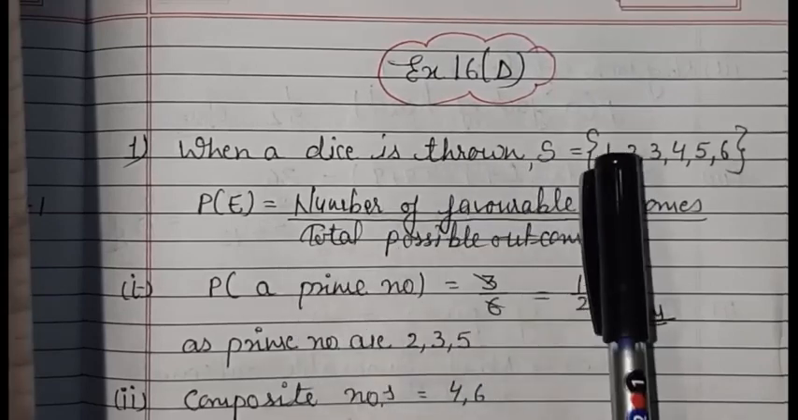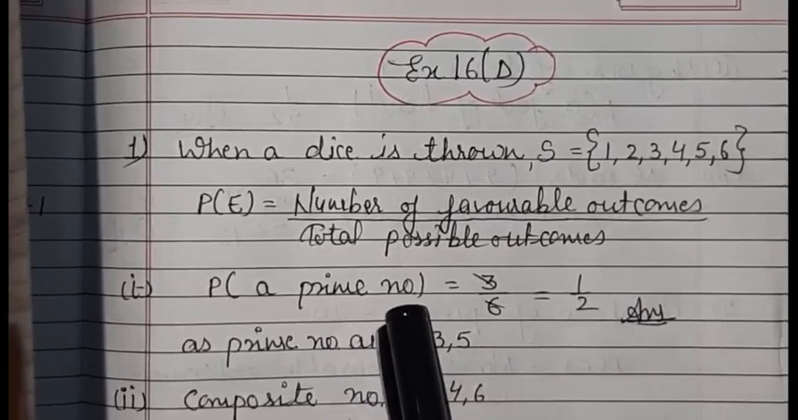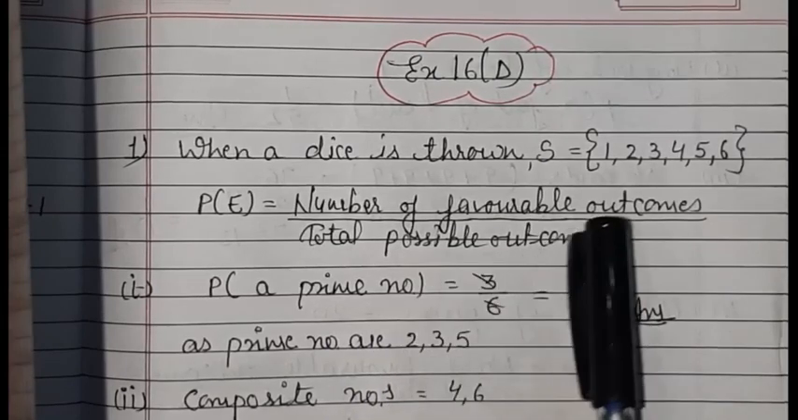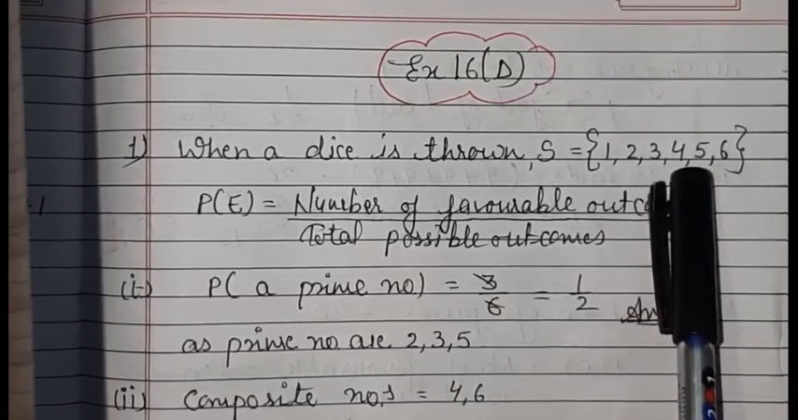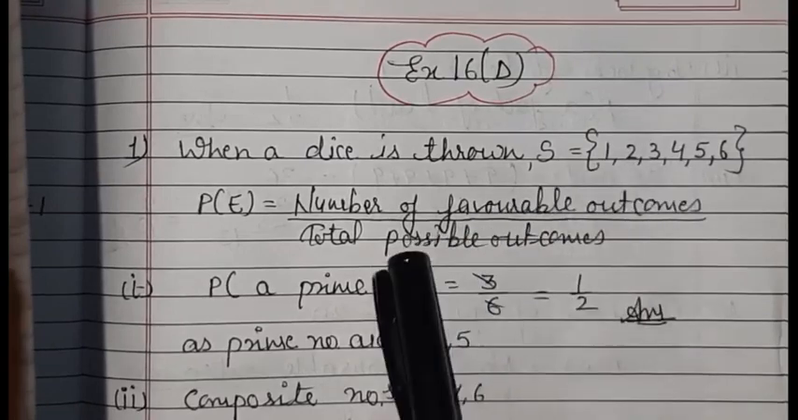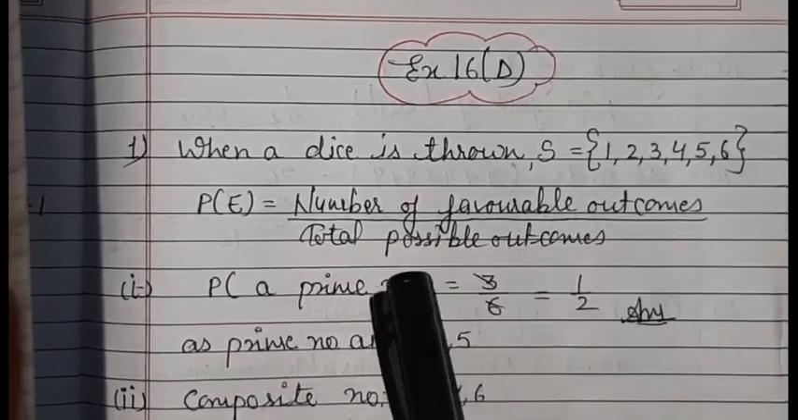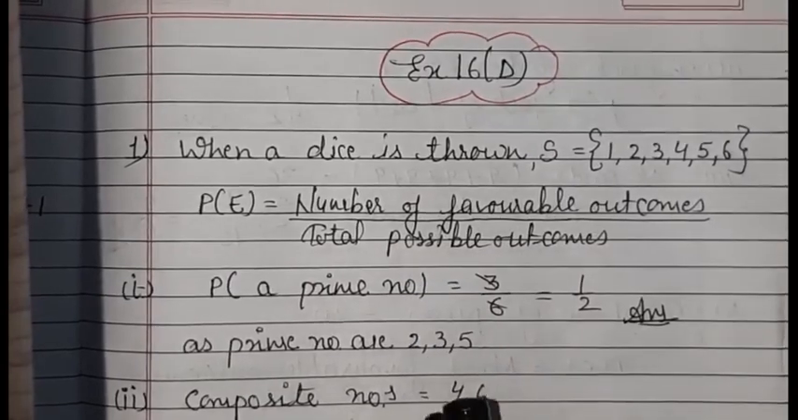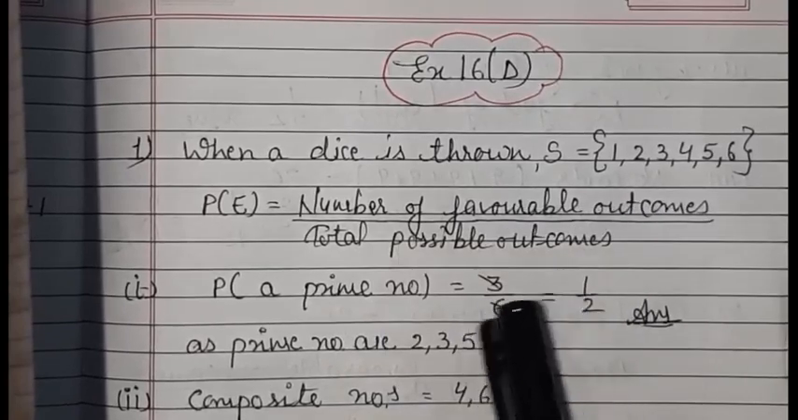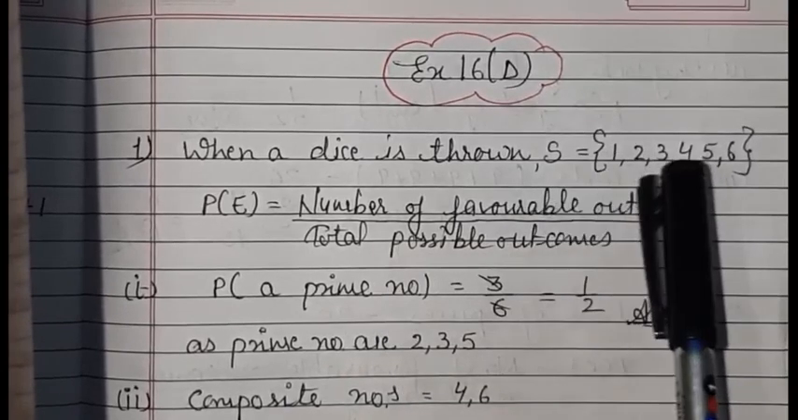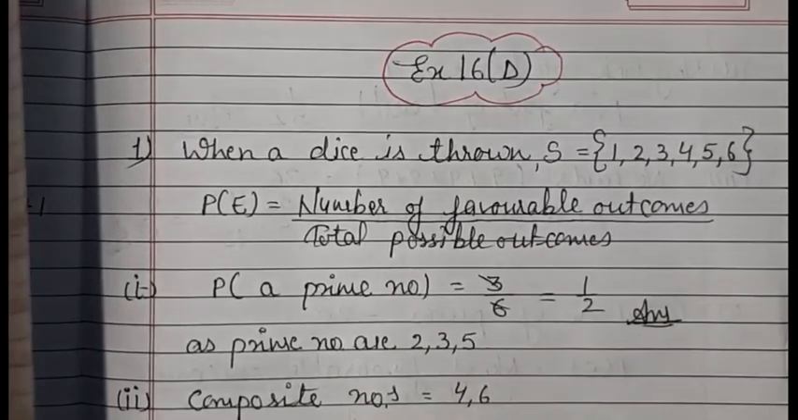Right? Now out of this sample space, we have to find the probability of a prime number. Now here you can see prime numbers are 2, 3 and 5. There are 3 prime numbers. So using this formula, probability of an event, number of favorable outcomes upon total number of outcomes, we will put the number of favorable outcomes as 3 upon total number of possible outcomes, which is 6. Right? So 3 upon 6 is 1 upon 2.